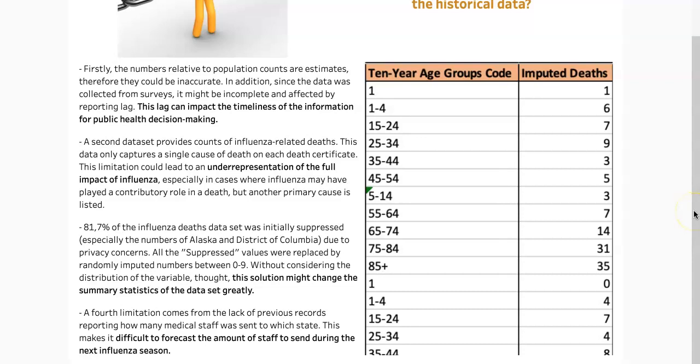Nevertheless, the analysis of past influenza seasons enables us to formulate a suitable staffing plan for hospitals in anticipation of the upcoming influenza season 2018.